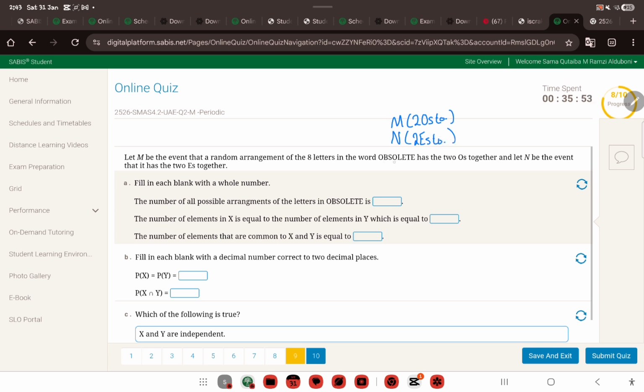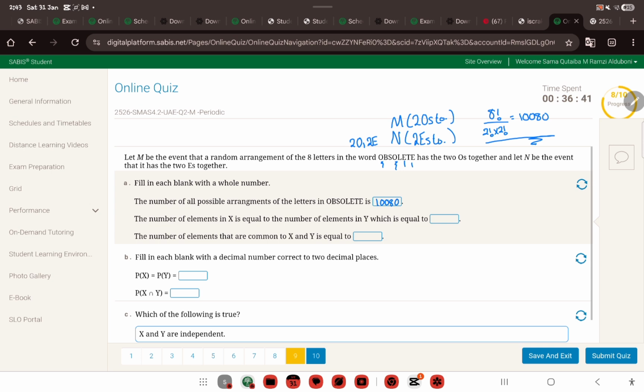How many repeated letters do we have? We have 2 O's and we have 2 E's, simply. And to get the total number of arrangements, we do 8 factorial divided by 2 factorial times 2 factorial. So we put it on the calculator, and we get 10080. The number of all possible arrangements of the letters in obsolete is 10080.